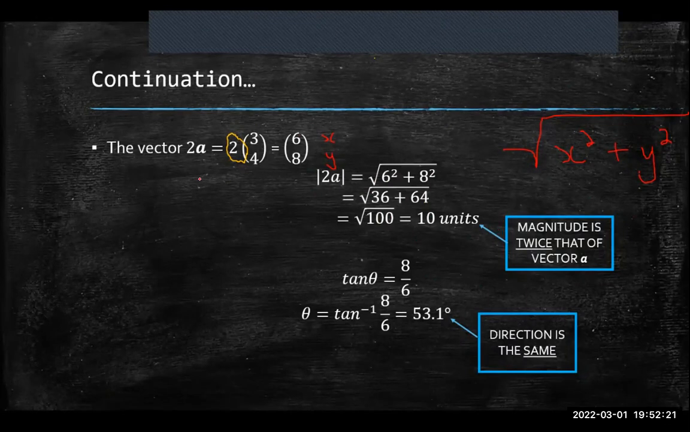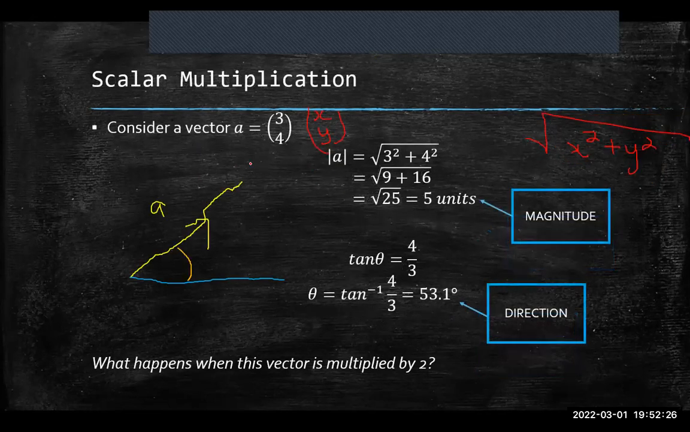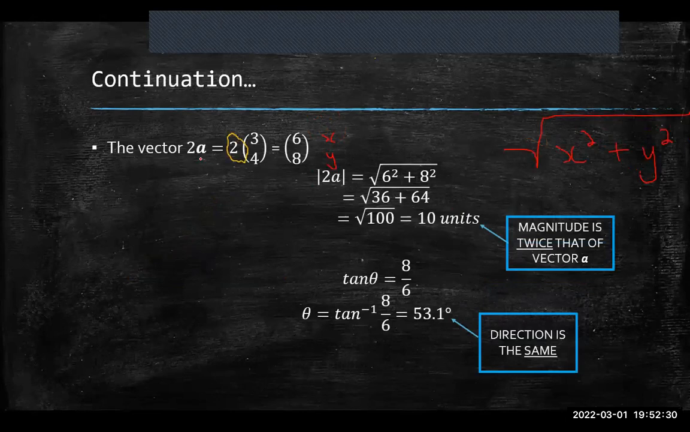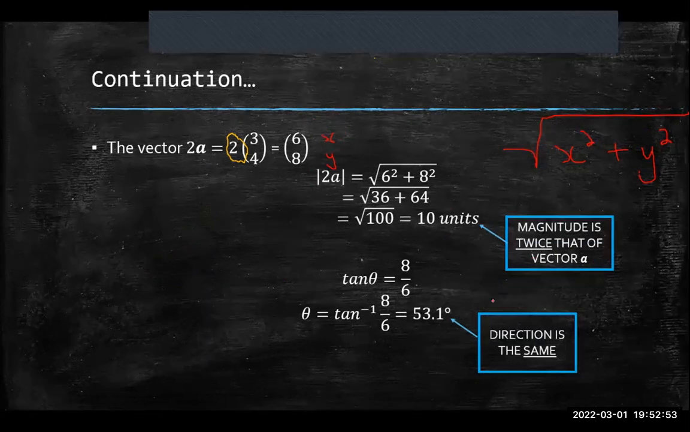So the magnitude of my vector is no longer 5 units. The magnitude of the vector A was 5 units, but the magnitude of the vector 2A is 10 units. So what can we deduce from that? When I multiply the vector by a scalar value of 2, the magnitude also doubled, right? It went from 5 units to 10 units. That's why I have here, magnitude is twice that of vector A.